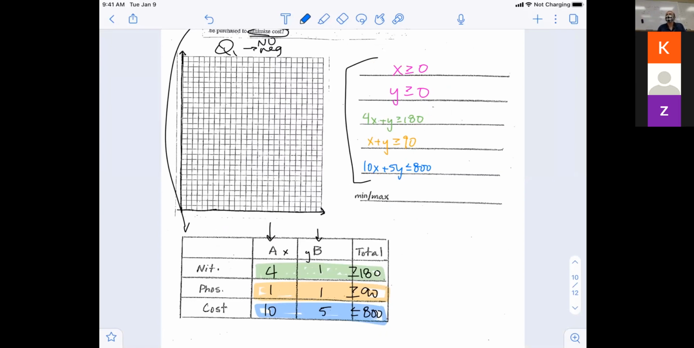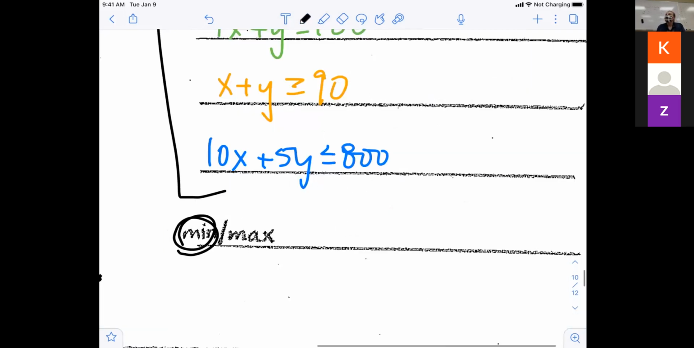The last thing we're going to do is the min-max line. What's the end goal? The end goal is to minimize the cost. So if I'm going to minimize the cost, I'm going to circle the min, and I'm going to write the cost equation without the 800. My answers are going to help me determine what my cost is. And so my cost is 10x plus 5y. Once I find some intersections and have some x's and y's, I'm going to plug them in to see which cost is the minimum, the smallest.